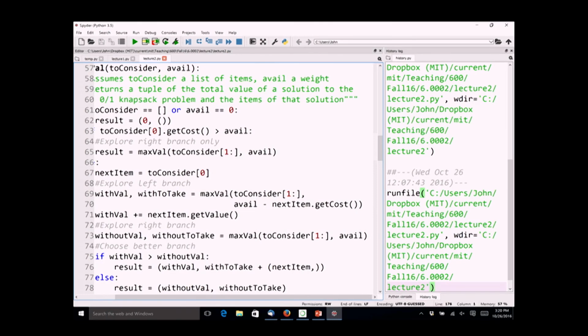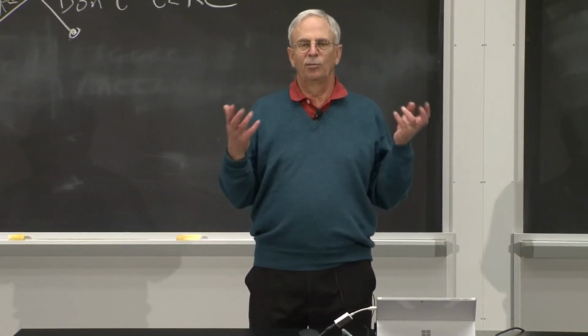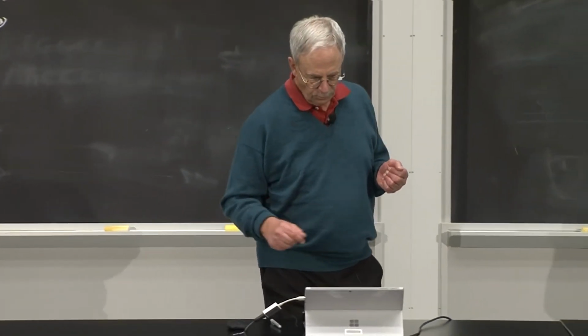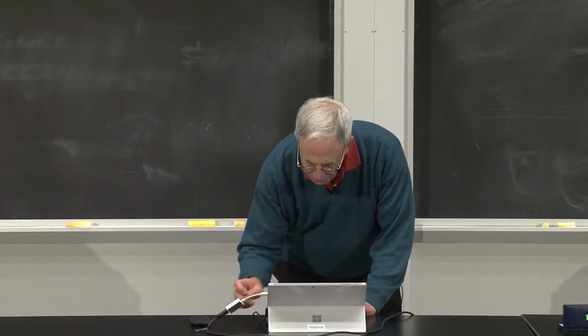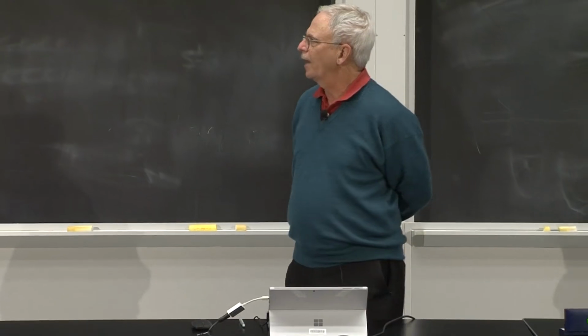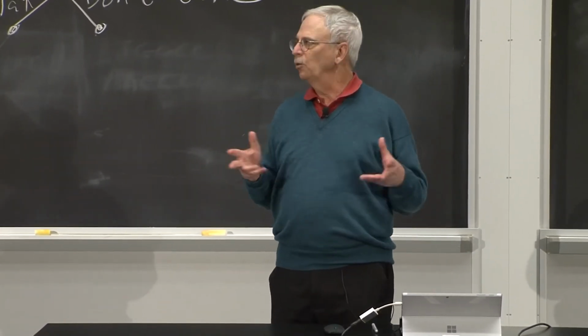So we're going to call max val with everything except the current element and give it avail minus the cost of that next item of to consider sub 0, okay? Because we know that the available weight has to have that cost subtracted from it. And then we'll add to with val next item dot get value. So that's the value if we do take it.